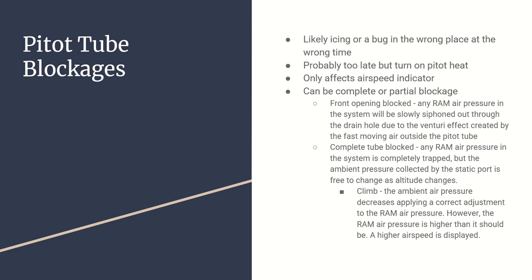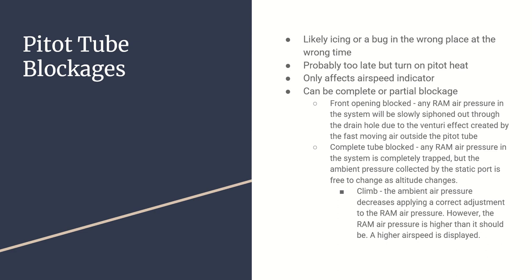Conversely, if we descend, again, the ram air is not changing, but as we descend, that static port is picking up a higher ambient pressure, the lower we go. So there is a greater adjustment being made. So same amount of ram air pressure minus a higher adjustment for the increasing ambient pressure equals a lower airspeed displayed, a lower dynamic pressure. So as we descend, our airspeed would show a decrease.